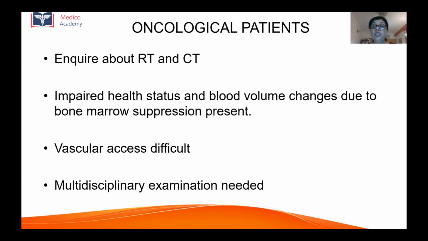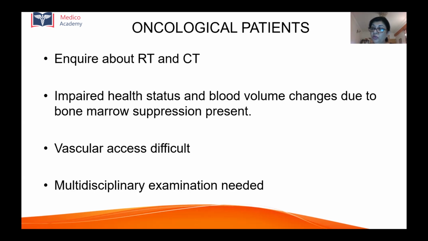Now, a small say about oncological patients. Systemic evaluation of the oncological patients is very important. The patient should be inquired about radiotherapy and chemotherapy. In these patients, impaired health status and blood volume changes due to bone marrow suppression may be there. Alkylating agents like cyclophosphamide may prolong the neuromuscular block. Vascular access may be difficult. Preoperative nutritional support should be given.